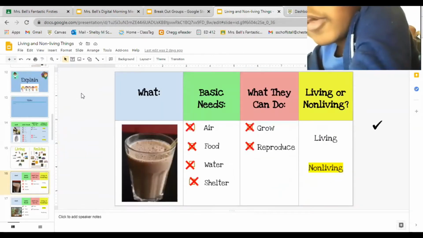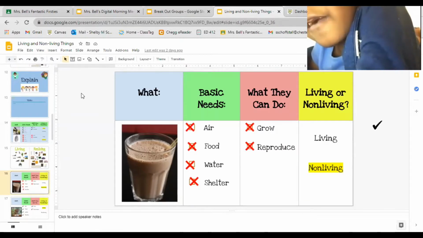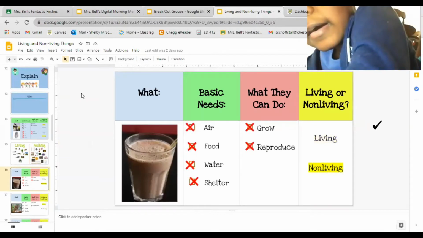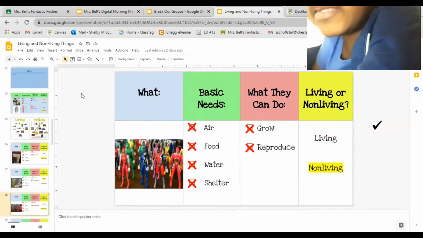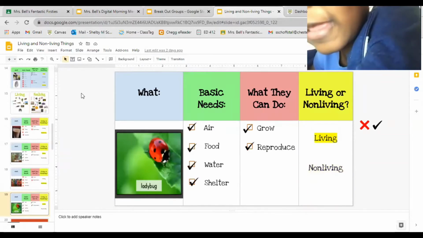And now she showed us this checklist of a koala, and a bear, and toy Power Ranger toys and a ladybug.